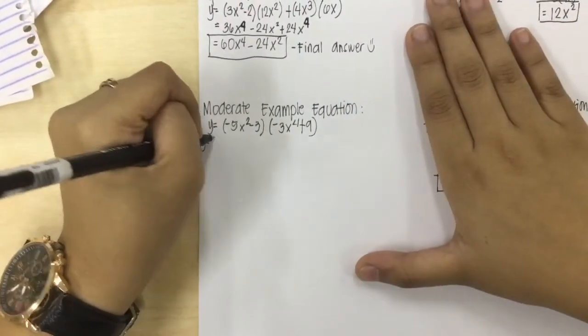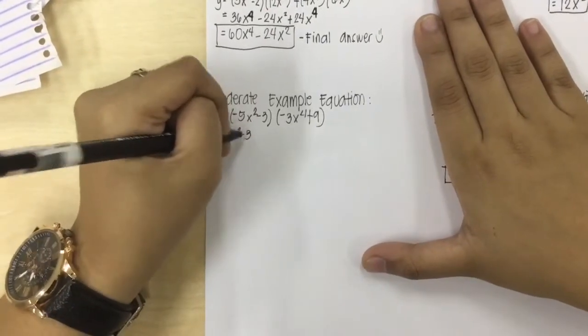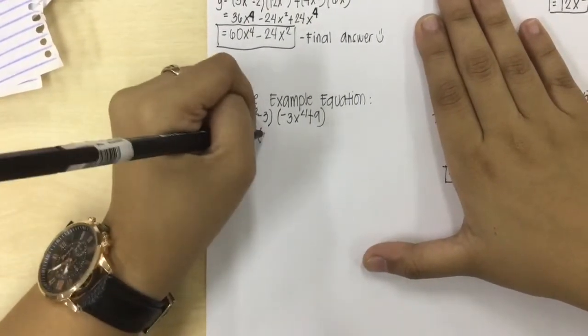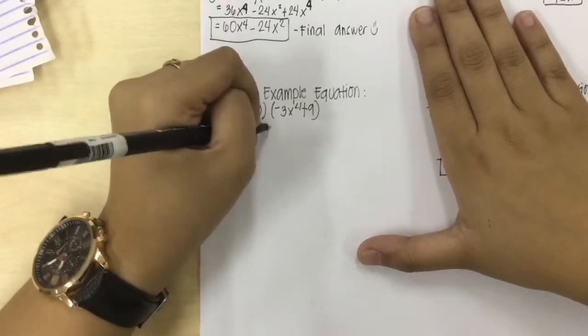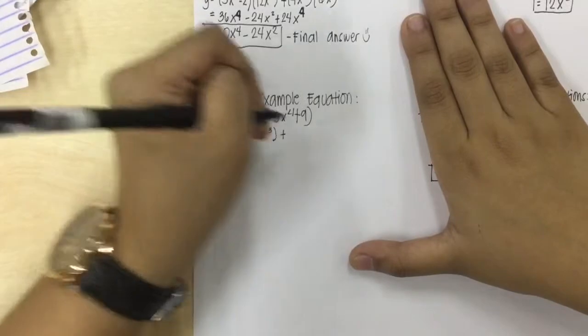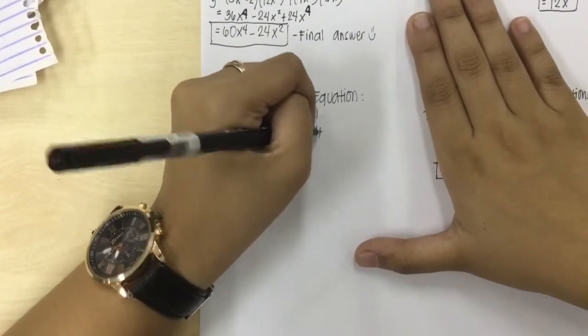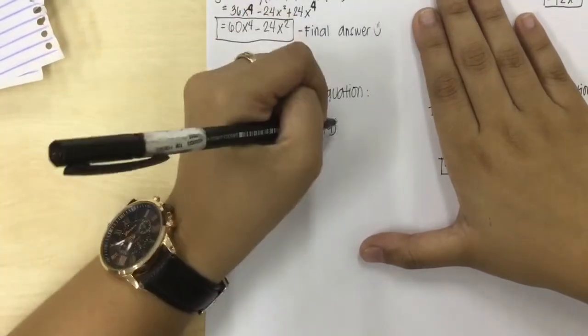Negative 5x squared minus 3 times the derivative of negative 3x raised to the power of 4 plus 9, which is negative 12x cubed, plus negative 3x raised to the power of 4 plus 9 times the derivative of negative 5x squared minus 3, which gives you negative 10x.